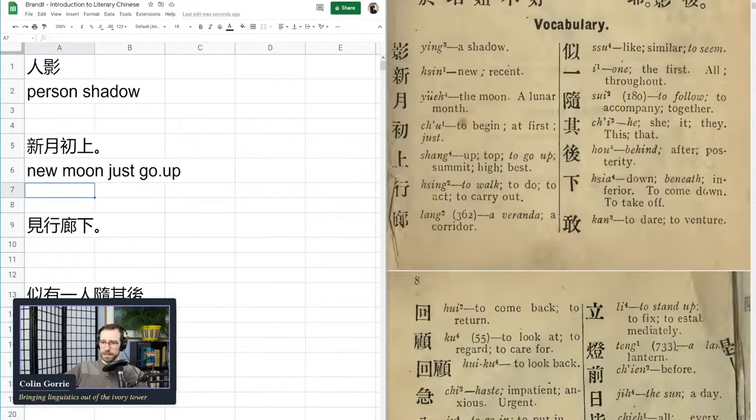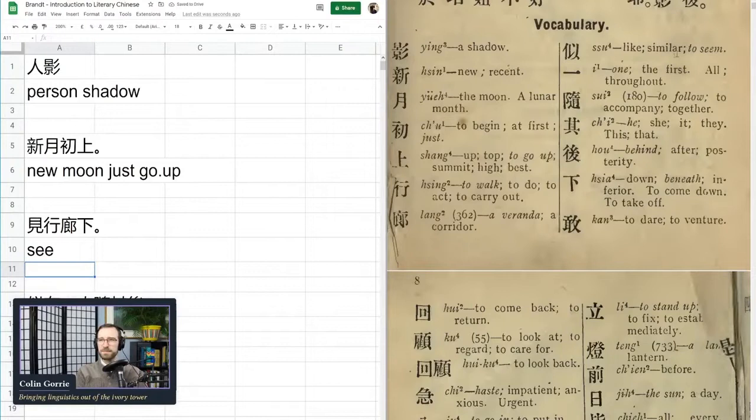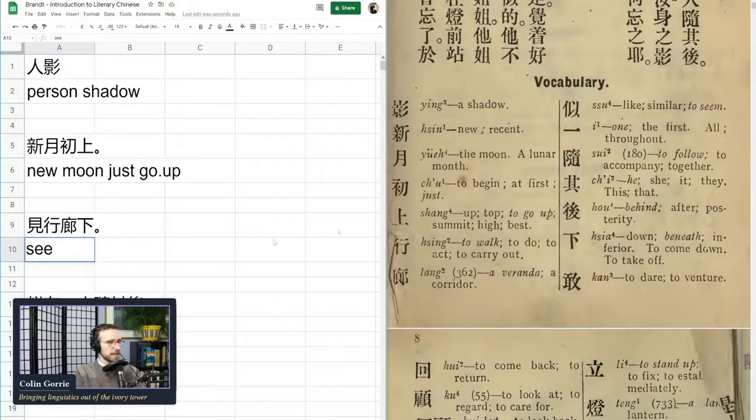Okay, we have next jian, jian si. We don't get help on that one. I don't know why. I just happen to know that means that. Jian xing. Xing. Here we have to walk, to do, to act, to carry out. So walk.